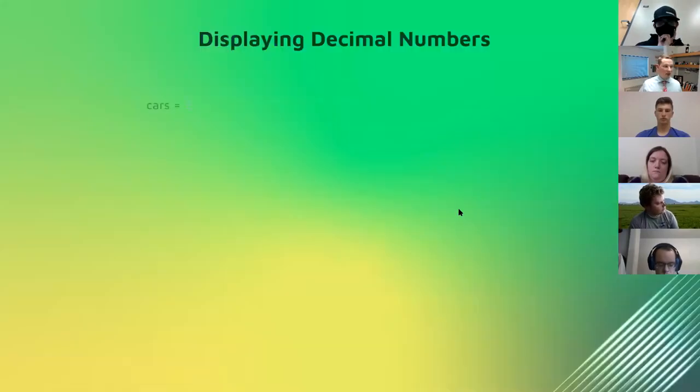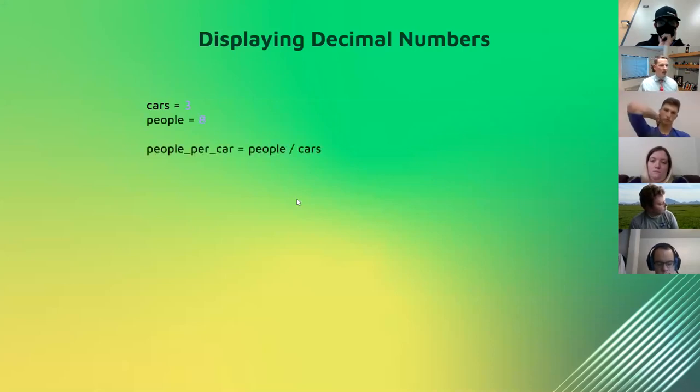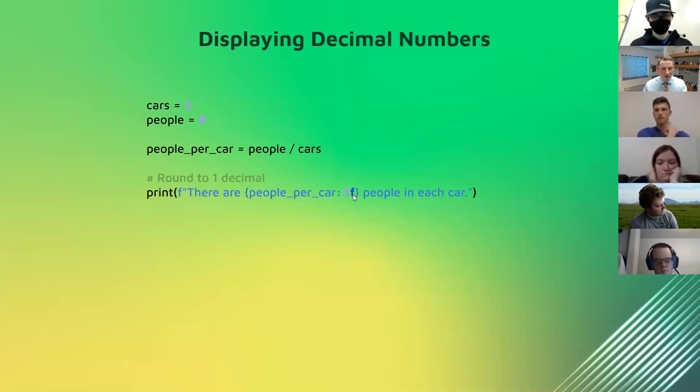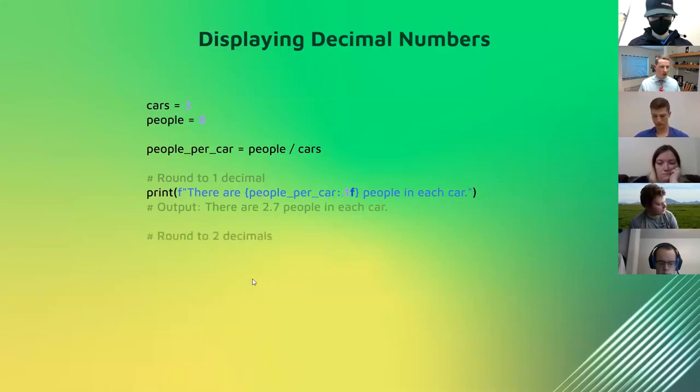Okay, displaying decimal numbers. So we kind of looked at this. Cars equals 3, people equals 8. People per car equals people divided by cars. If I wanted to round this to one decimal, and we saw this earlier, I have an f here. And I could say people_per_car colon .1f, which will round it to one decimal. The output would be: there are 2.7 people in each car. To round to two decimals, we do the exact same thing, just with the two, like we saw on Matt's screen.